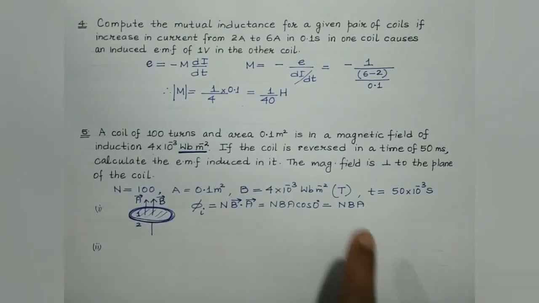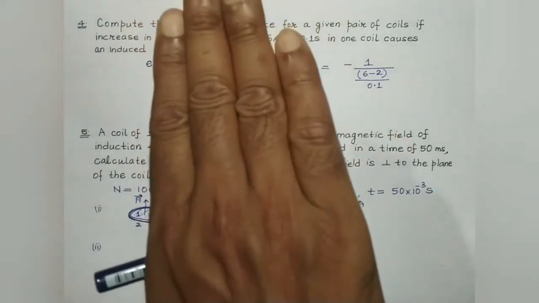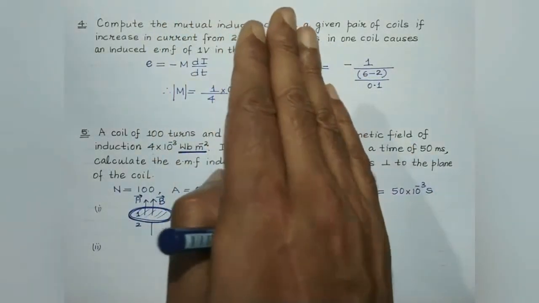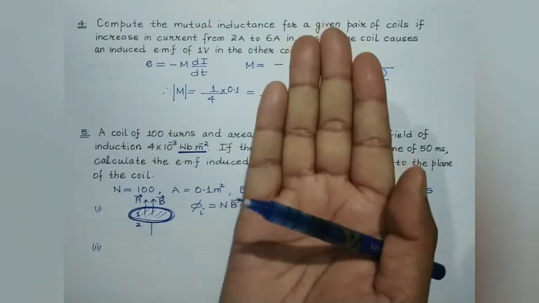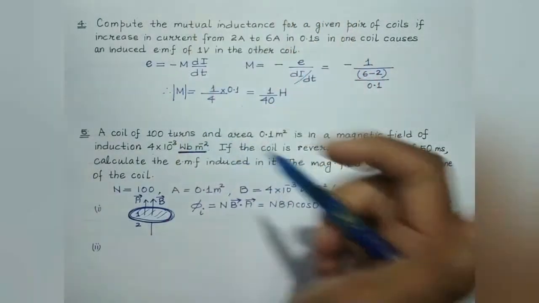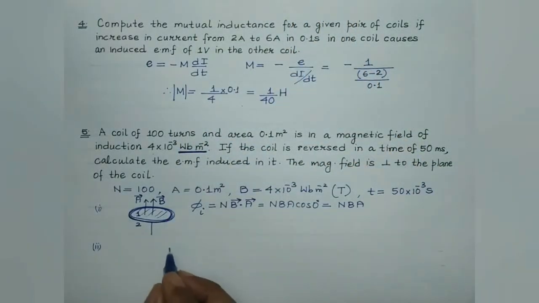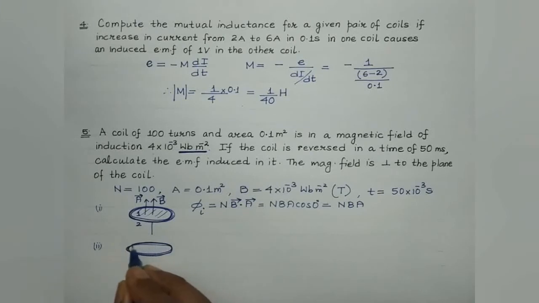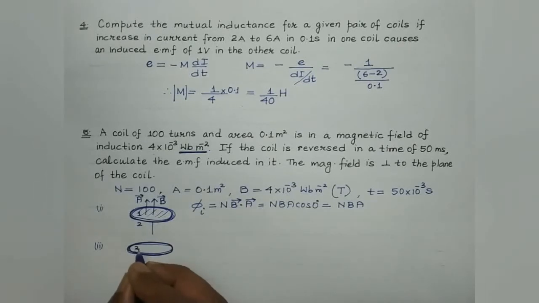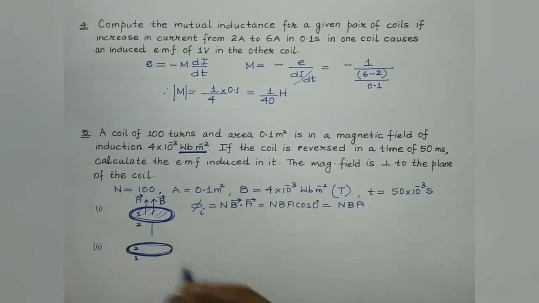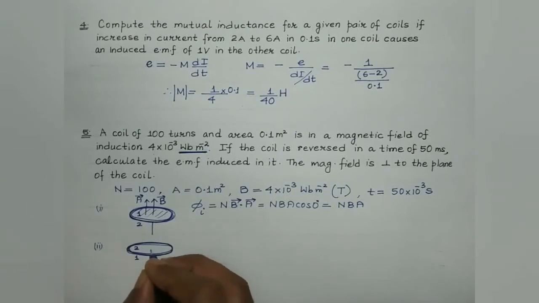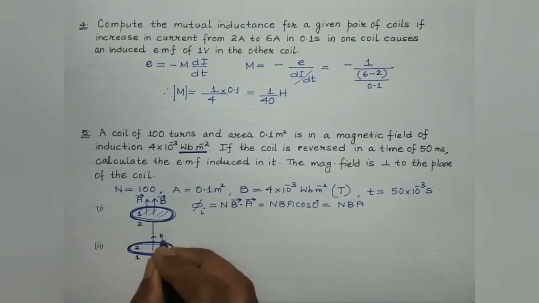Now what happens is this coil is reversed. It is reversed like this in 50 milliseconds. So now the diagram would be like this. The same coil having 100 identical turns. Now it is reversed. So the lower one will become the first one and second one. This will get interchanged, isn't it? The magnetic field will remain in the same direction, obviously.